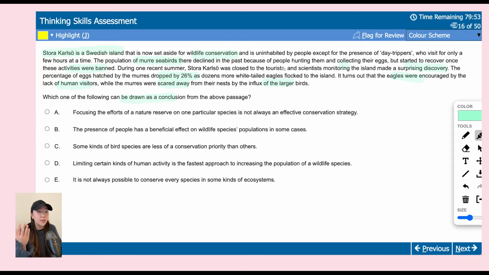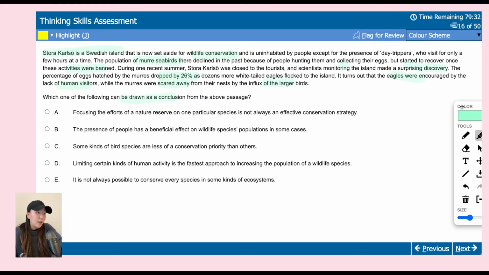We had initially the case of we were trying to protect this wildlife, the Mers seabirds, and we were doing a good job by banning people because it stopped them from taking the eggs. Then once we banned the people, we found instead other predatory, well, not even predatory, they're just bigger birds came to the island and scared away the Mers. So in fact, again, the Mers population dropped.